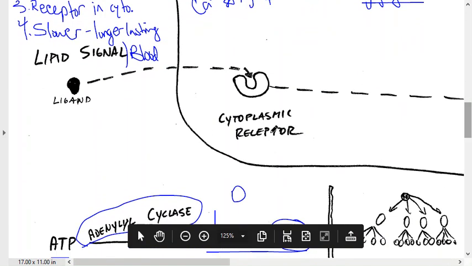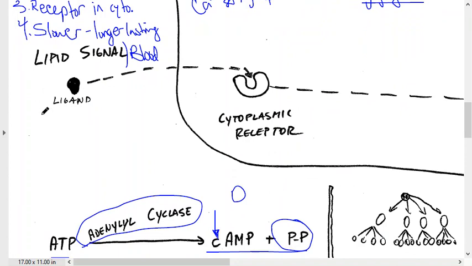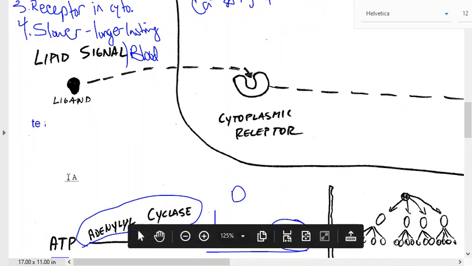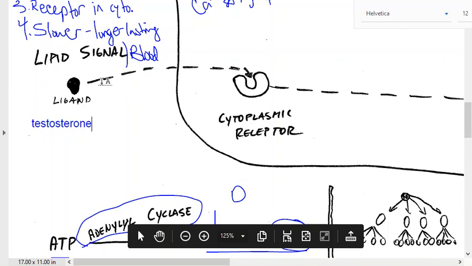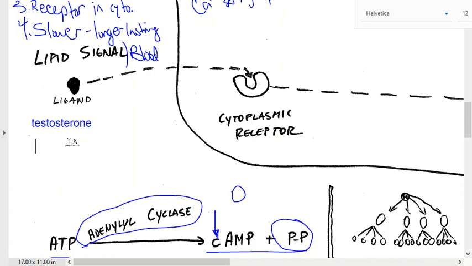The lipid ligand. Let's stick with a specific example: testosterone. Both men and women have testosterone, it's just higher levels in men. Both men and women have estrogen, it's just higher levels in women. But again, this is coming through the blood. And just a reminder that testosterone is a cholesterol derivative, right? It's made from cholesterol.